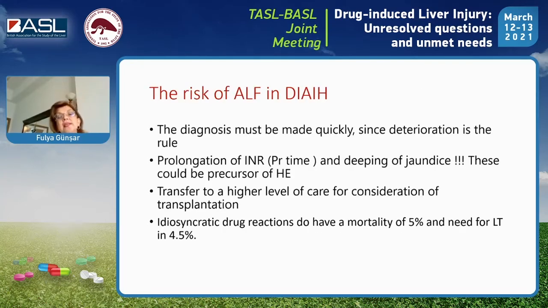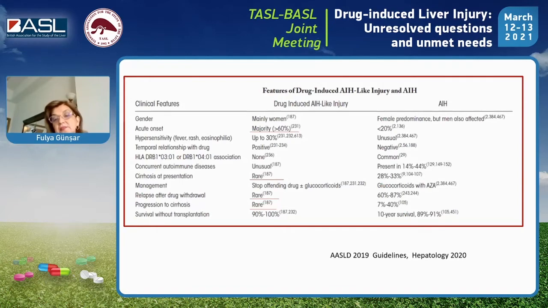If we have the risk of SCLF, we must be quick, and prolongation of INR and deepening jaundice could be precursors of the SCLF, so transfer to a higher level of care for consideration of transplantation. And there is an important table here, features of the drug-induced autoimmune-like injury and autoimmune hepatitis. The most important thing is in drug-induced autoimmune-like injury, the majority of them acute onset, not more than 60%, and cirrhosis at presentation is rare, and relapse after drug withdrawal is rare, and progression to cirrhosis is very rare.